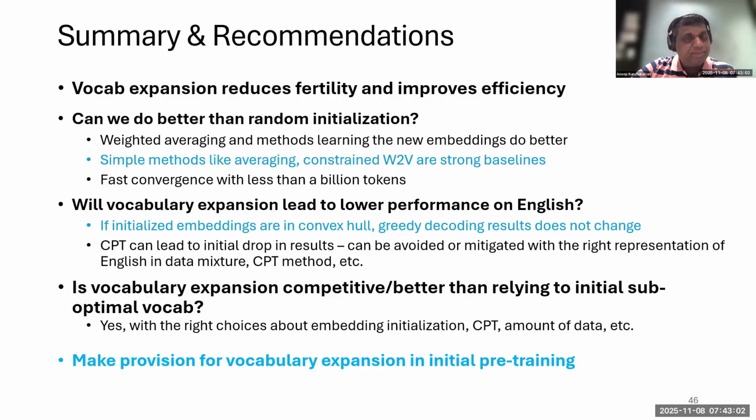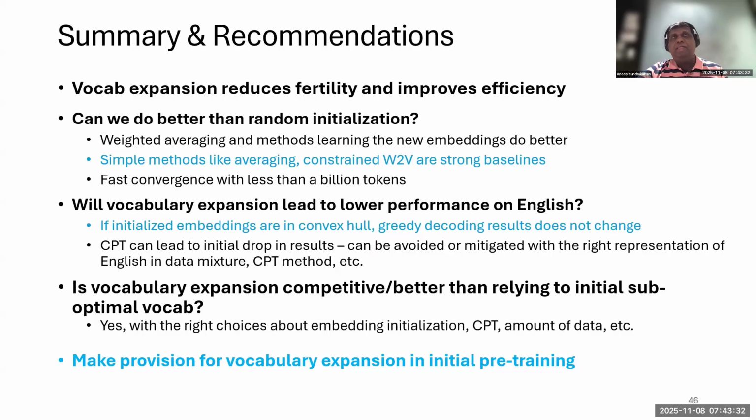Will vocabulary expansion methods lead to lower performance on English? As we saw, if the newly initialized embeddings are in the convex hull of existing embeddings, then the greedy decoding results don't change. English performance should not be impacted much. Of course, once you start doing some continual pre-training, there might be a drop, but these can be mitigated by the right representation of English in the data mixture, the CPT methods that we just saw, etc.